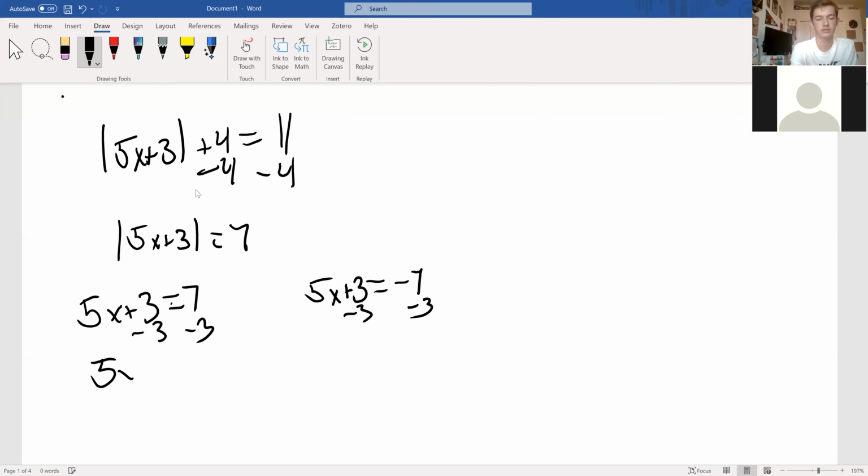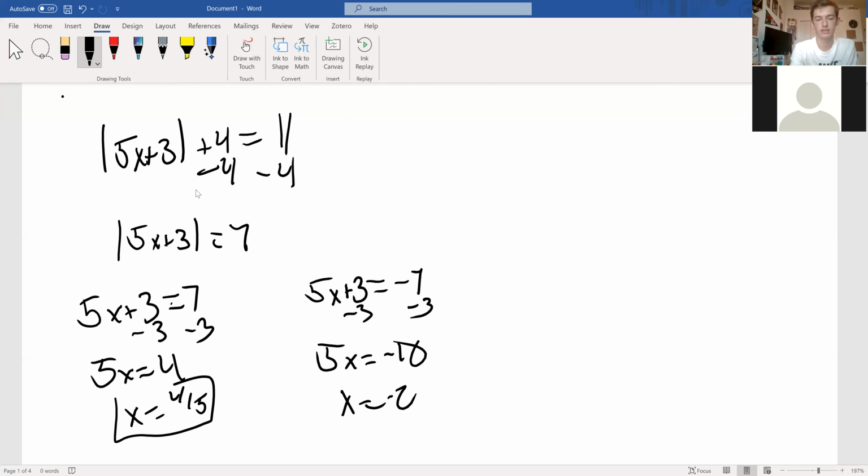So 5x equals 4 and 5x equals -10. So I get x is equal to 4/5 and then x is equal to -2. And those are your two values.